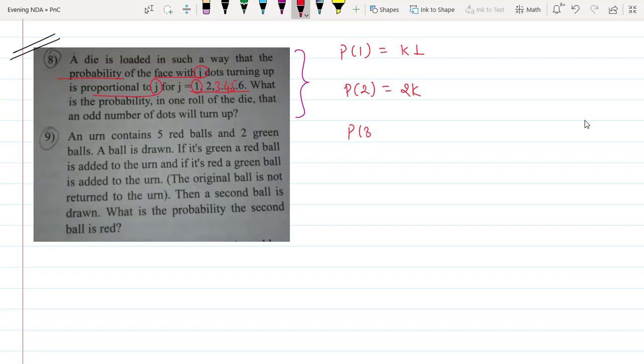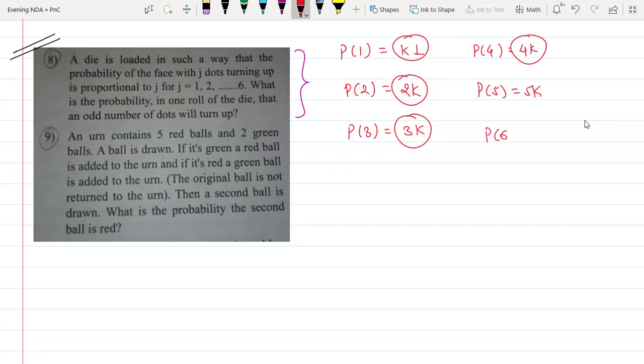The probability of getting 3 dots is in proportion to j. So what is the value of j here? It is 3, so it becomes 3k. The probability of getting 4 dots, what should the value be? 4k. See here, what is given is that it should be in proportion to j. Whatever j value you take, its probability will be in proportion to that. So this is 1k, 2k, 3k. These are the probabilities they have given. Similarly, 5 dots has probability 5k, and the probability of 6 dots is 6k. So these are the probabilities.